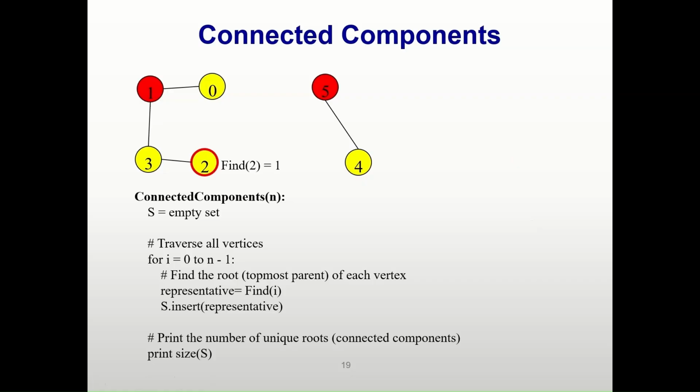Using DSU, we can easily find connected components in a graph. For each vertex, we find its ultimate parent using the find operation. Then we collect all unique parents, which tells us how many connected components the graph has. In this example, nodes 0, 1, 2, 3 are connected while 4, 5 form a separate component. So here the number of connected components is 2.